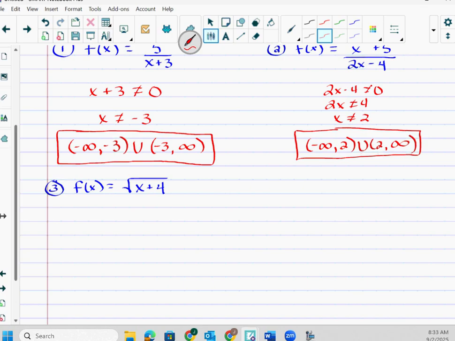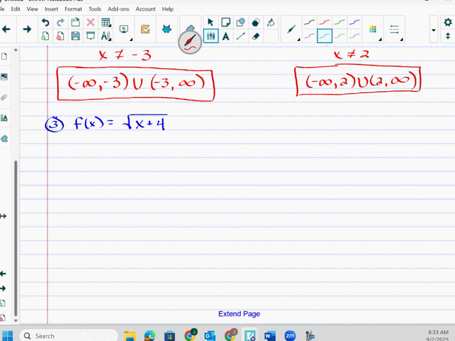All right, guys, this one, we don't have a fraction, but we do have a square root. We cannot take the square root of negative numbers. So you take what is under that square root, the x plus 4, and say that needs to be greater than or equal to 0. We can take the square root of 0. It's just 0, okay? And then you just solve this inequality. Again, this is a simple inequality to solve. I can just move the 4. So x is greater than or equal to negative 4.